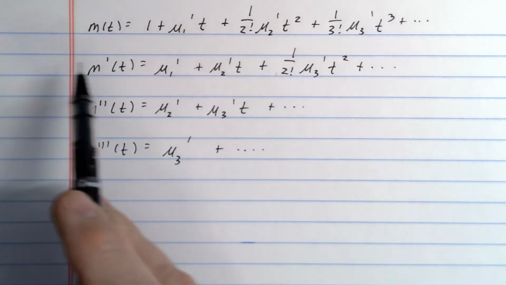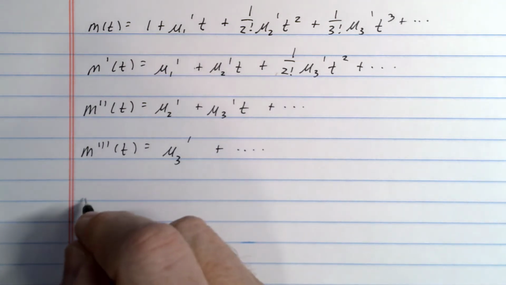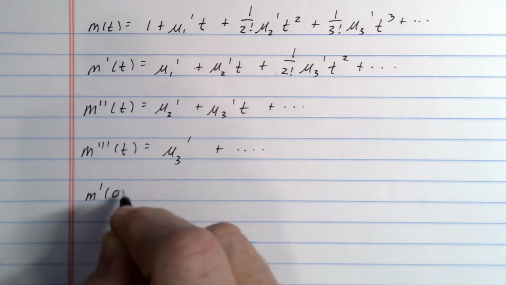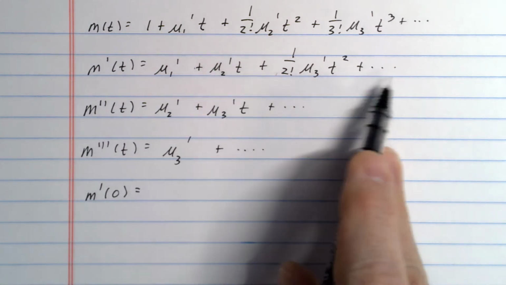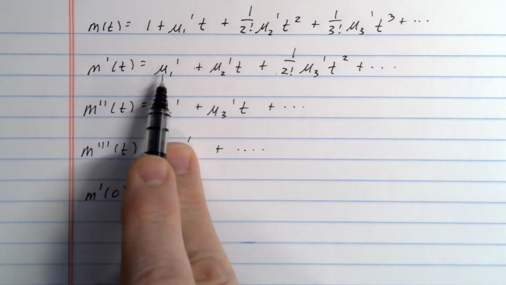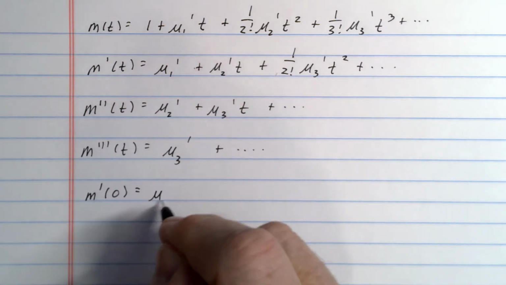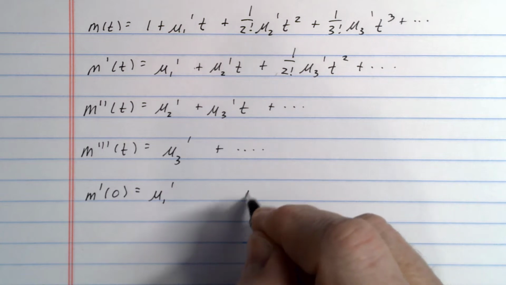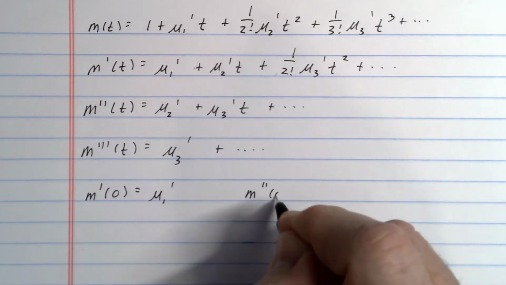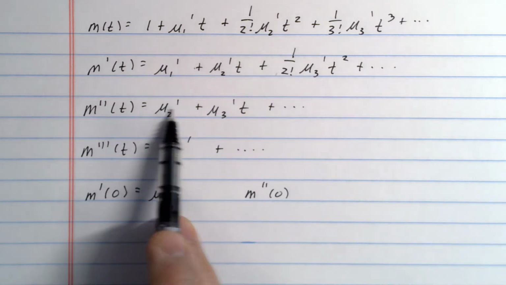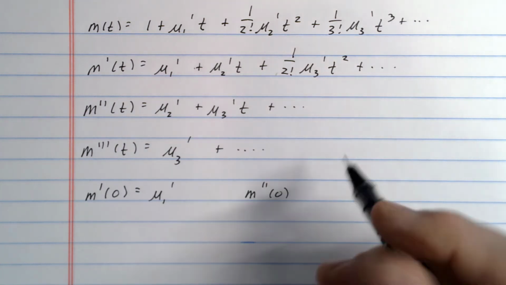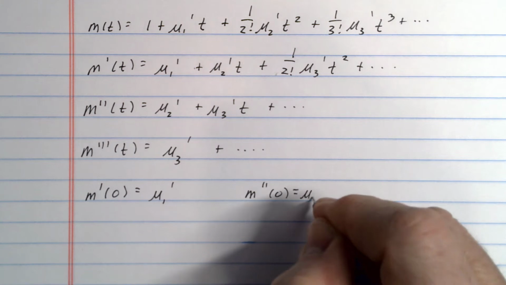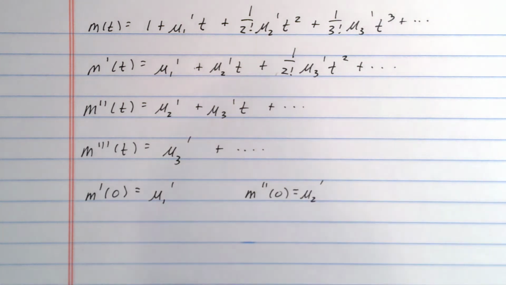And it's pretty easy to see straight from here that if I were to look at M prime of 0, all of these values up here that involve t would just go away. I would be left with the first moment, mu 1 prime. M double prime of 0, well, let's see, I would get this one, and everything else out here that involves t would just be 0. It looks like that would just give us the second moment, mu 2 prime.